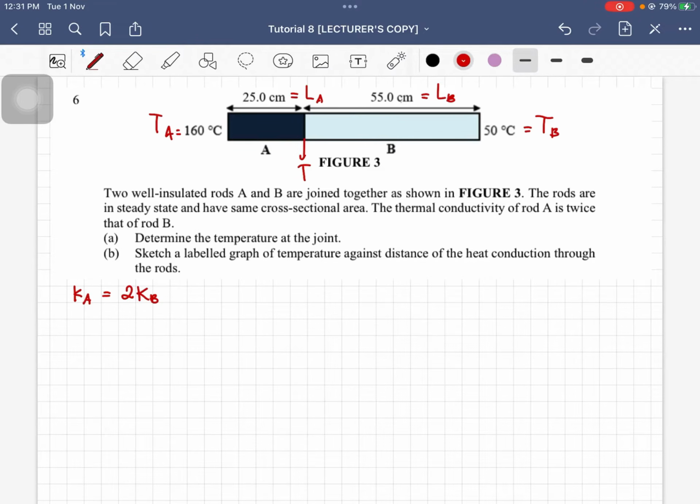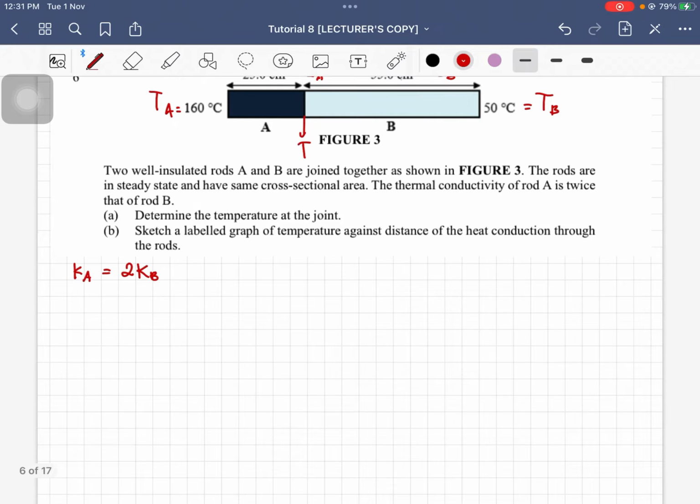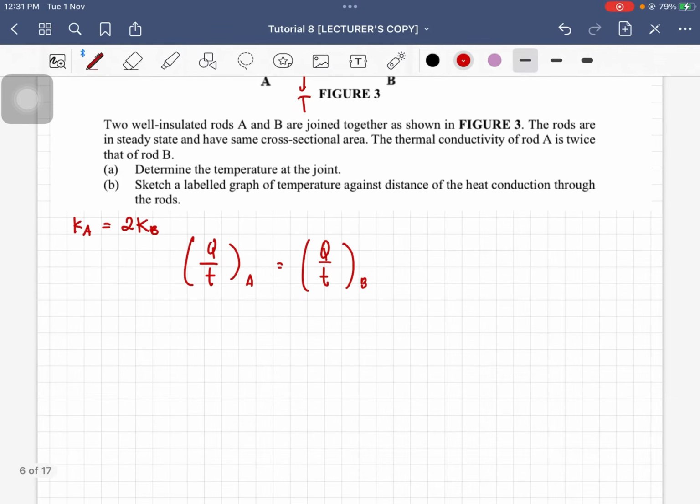Since they are at steady state, we can state that the rate of heat transfer for rod A should be equal to the rate of heat transfer of rod B as well. So this one is going to be negative KA A delta T over L. Do the same thing for here. They have the same cross-sectional area.